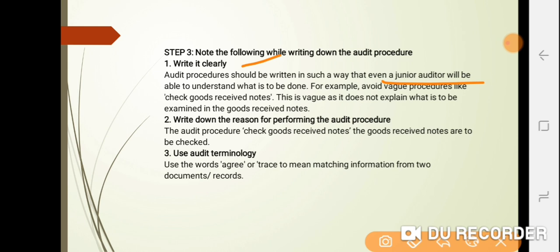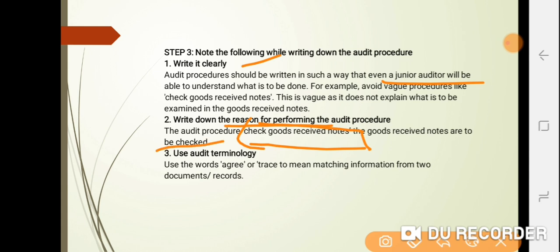Then write down the reason for performing the audit procedure. So here, the reason behind performing the audit procedure has to be written properly. Okay, checking goods received notes. The reason for conducting that audit procedure has to be specified. So the example may be checking goods received notes, the goods received notes are to be checked like that.